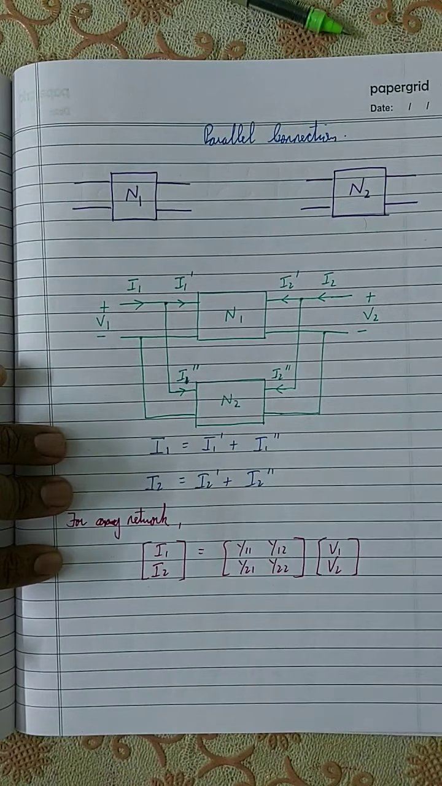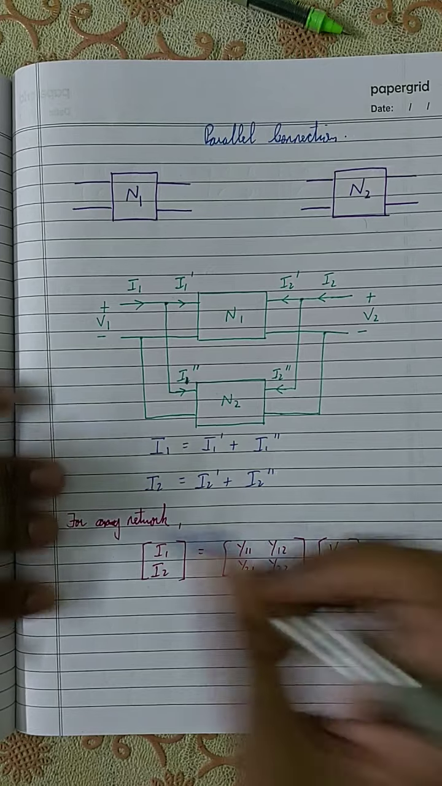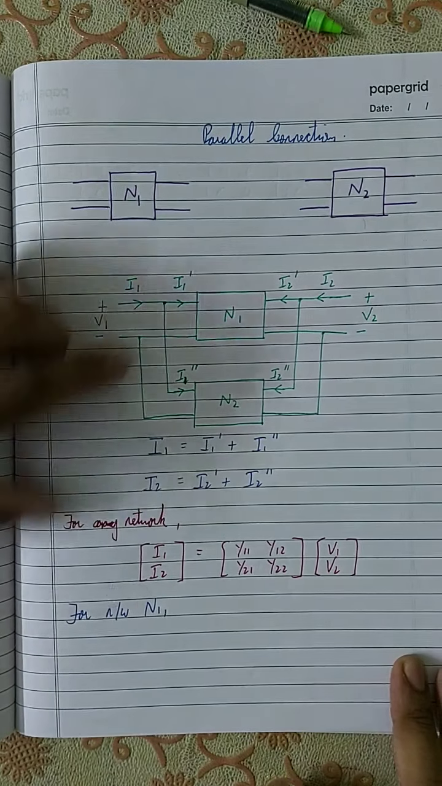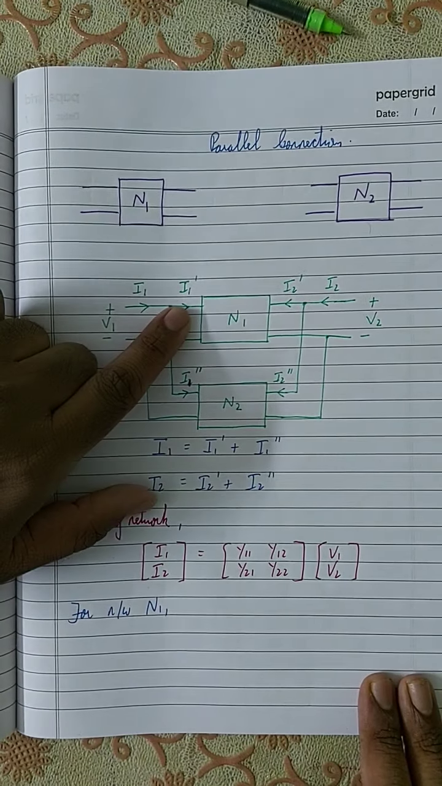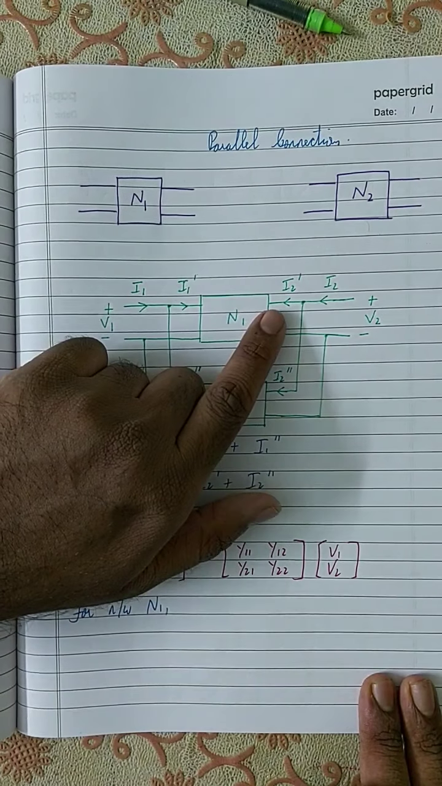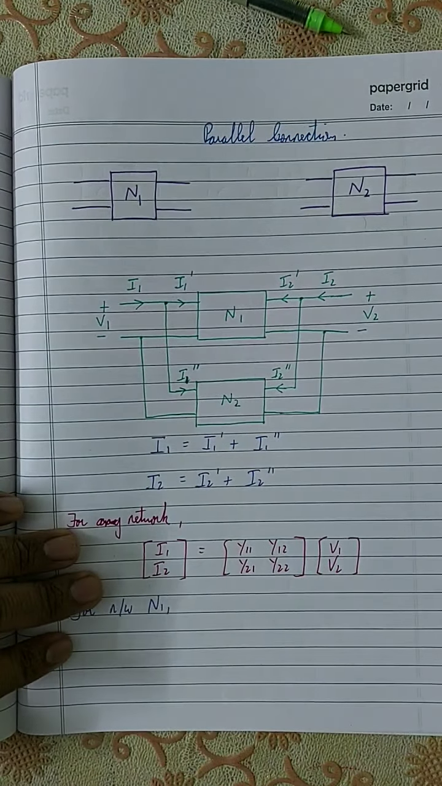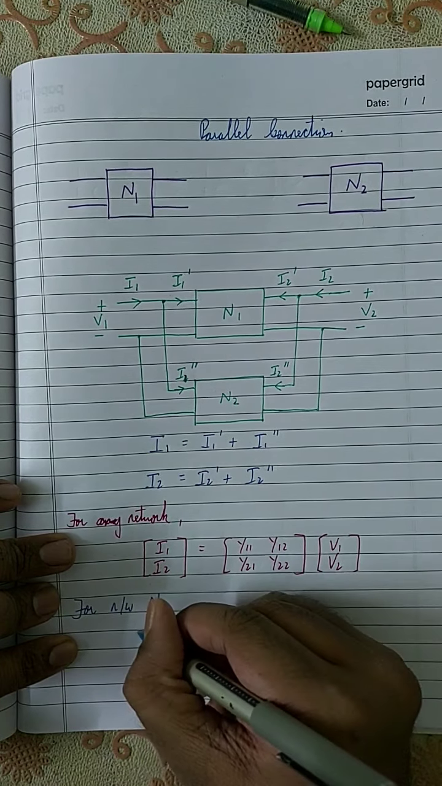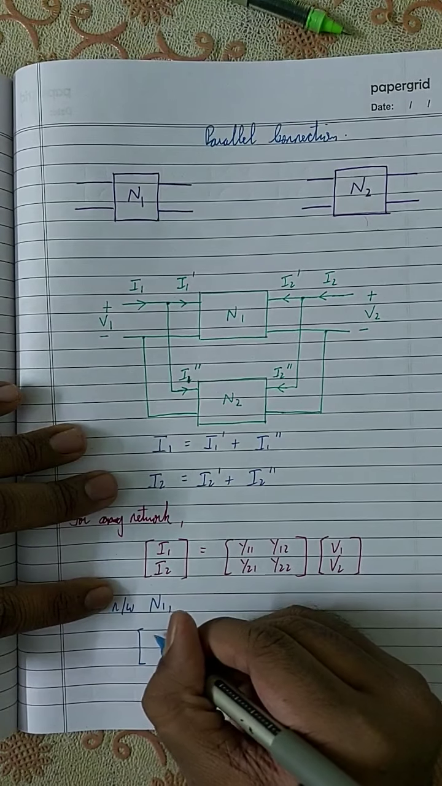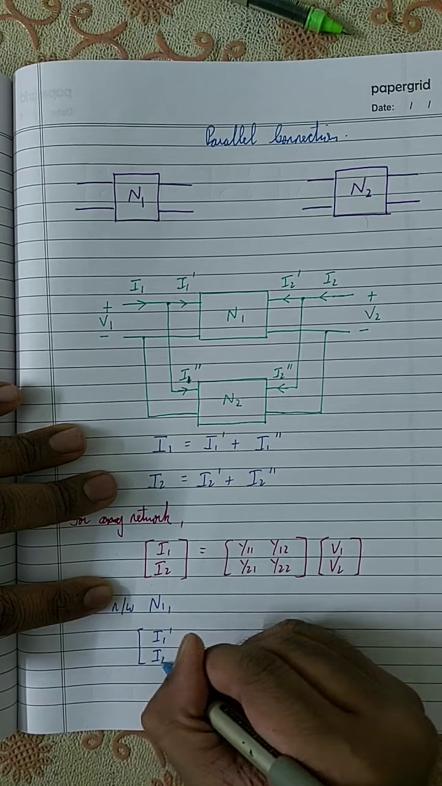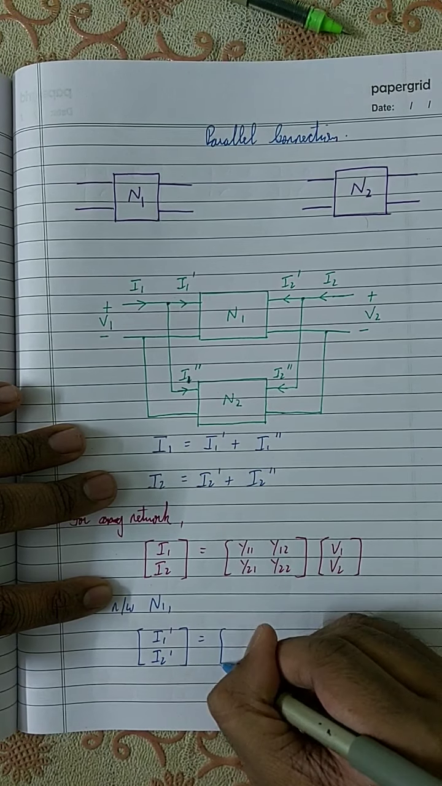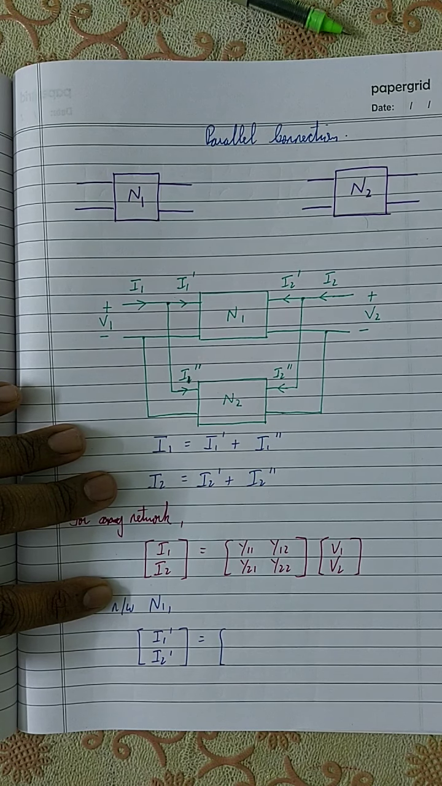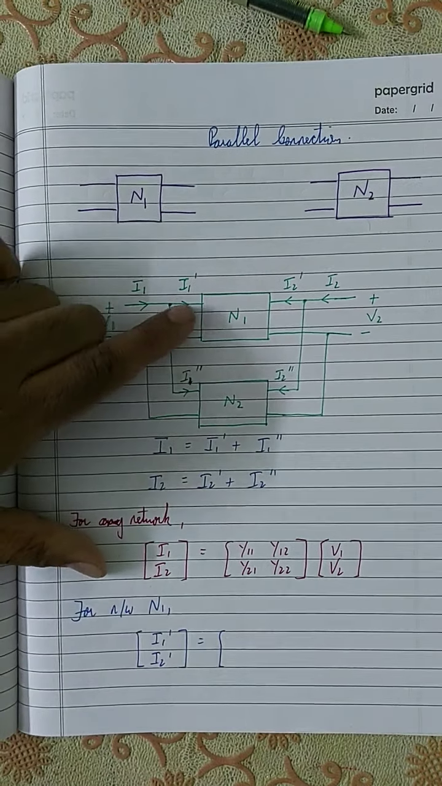So for network N1, let me write it. How do you express the Y parameter equation? The input current is I1 dash, the input voltage is V1, the output current is I2 dash, and the output voltage is V2. So for network N1, the Y parameter equation is given by I1 dash, I2 dash is equal to, where Y11 dash, Y12 dash, Y21 dash, Y22 dash is the Y parameter of network N1.